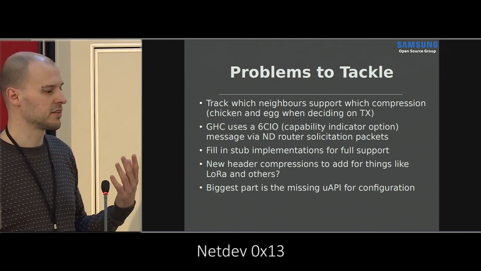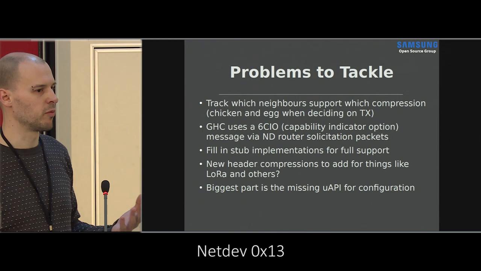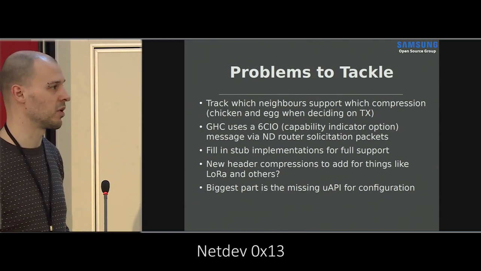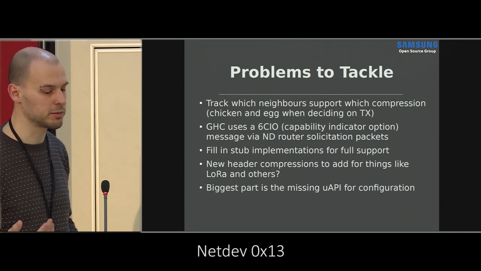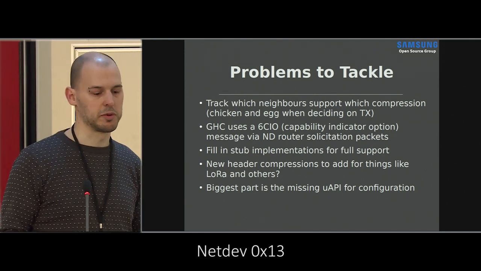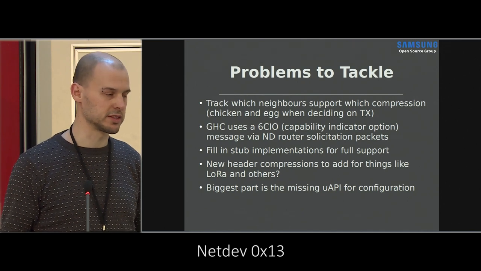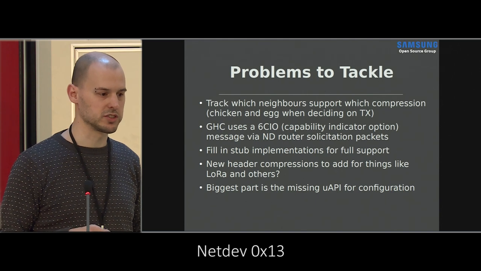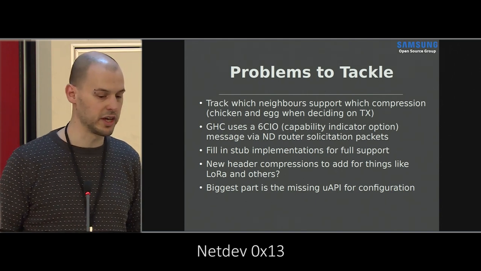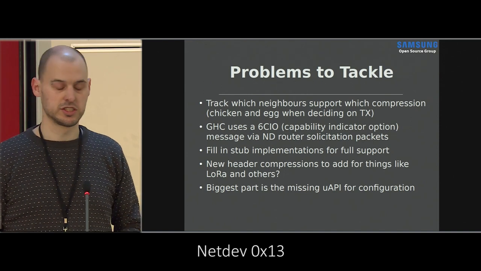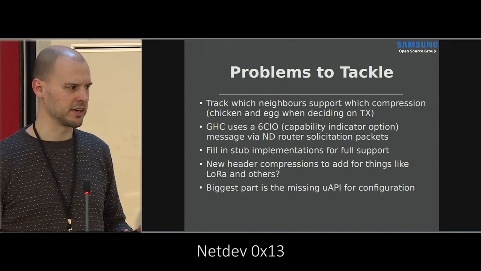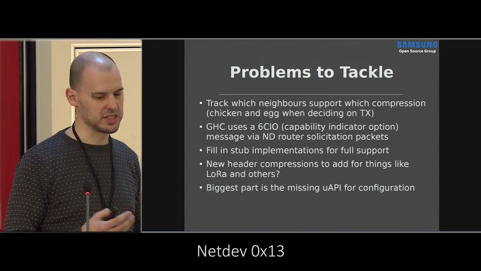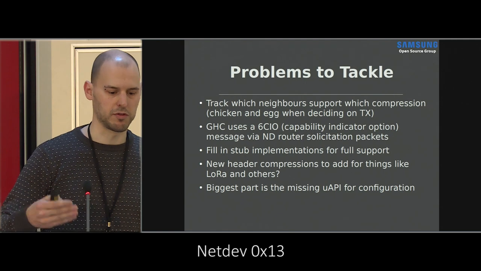GHC actually discovered that they needed a way to notify other peers in the mesh about the capability. So they introduced a capability indicator option that gets sent out by the neighbor discovery address registration packet. That's something you could do that's not defined for the other header compressions, like NHC or IPHC. But for GHC, I think it's actually mandatory to support that. We need to fill in the stub implementations, but that's just groundwork, I would say, once we have all the other things in place.